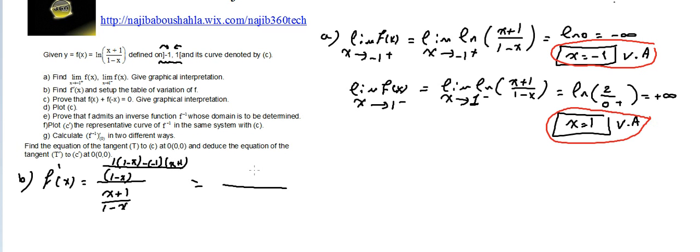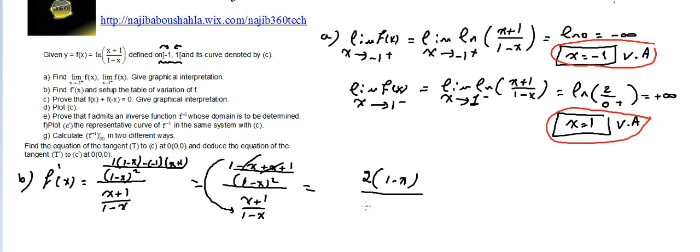So the answer is going to be (1 minus x plus x plus 1) over (1 minus x) squared, over u as it is, which is (x plus 1) over (1 minus x). That is equal to, x minus x cancel, what is left is 2 multiplied with the extreme, which is 1 minus x, over (x plus 1) times (1 minus x) squared. Can we simplify here? Yes, we can cancel one of the 1 minus x's. It's 2 over (x plus 1) times (1 minus x). And that is a strictly positive value.